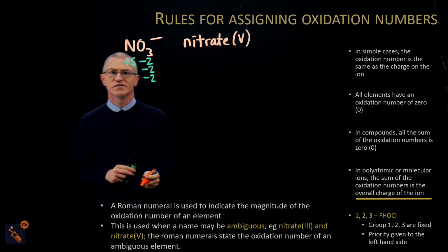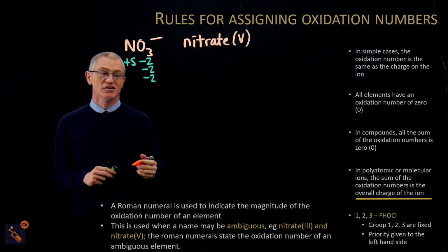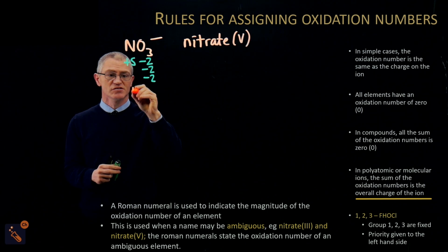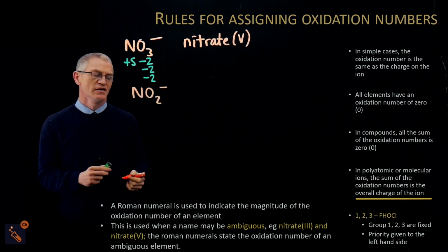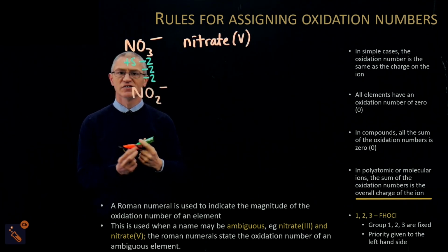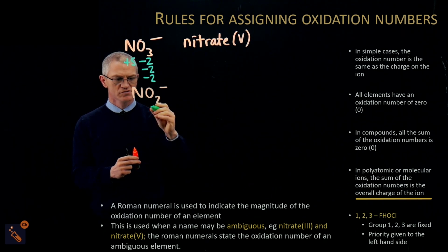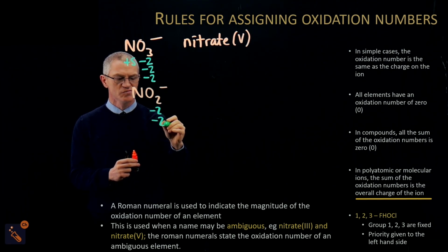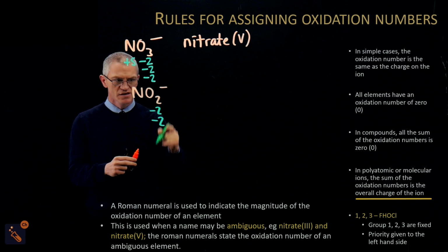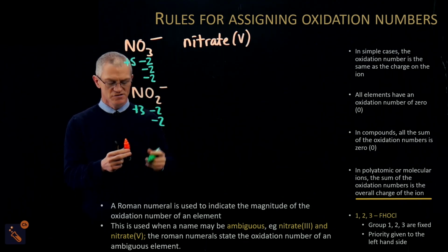Okay, so nitrate 5. Now we're going to do another one, which is nitrate 3. So nitrate 3 is NO2 minus. Notice the oxygen has changed. If I then go for the 1, 2, 3 for Hückel, that means it's fixed to the same oxidation number as its ion. So that would be minus 2 minus 2. That has to add up to minus overall, so that must be plus 3.